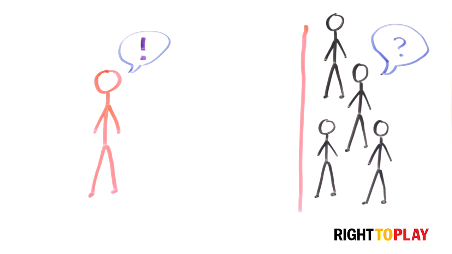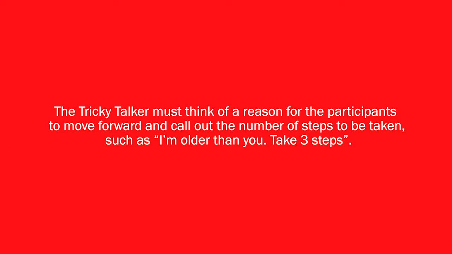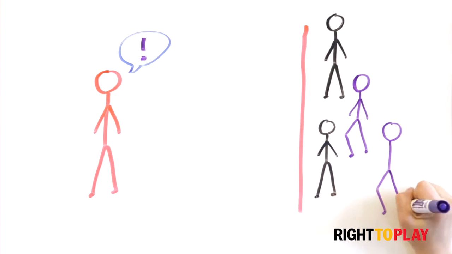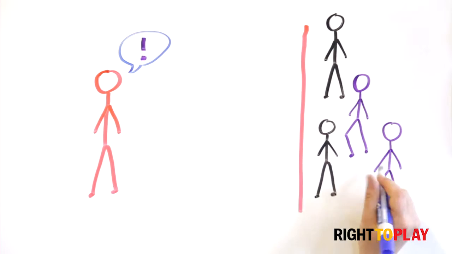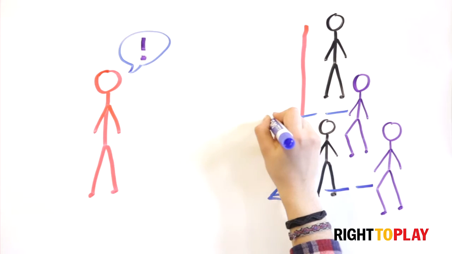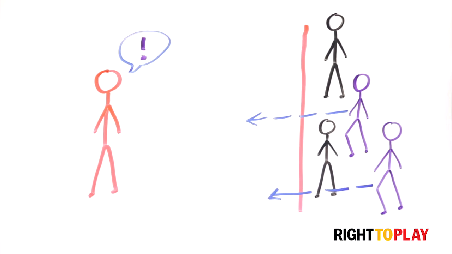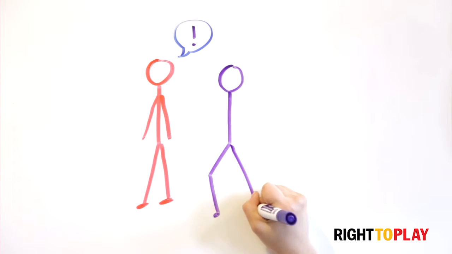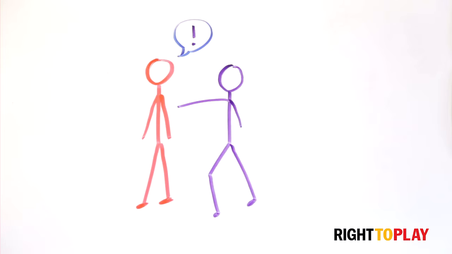Step 3. The Tricky Talker must think of a reason for the participants to move forward and call out the number of steps to be taken, such as, "I'm older than you, take 3 steps." Step 4. All participants must obey the Tricky Talker. The call and response will repeat with a different reason and number of steps called out by the Tricky Talker each time. Step 5. If a participant gets close enough to reach out, they will tag the Tricky Talker and the two will switch places.